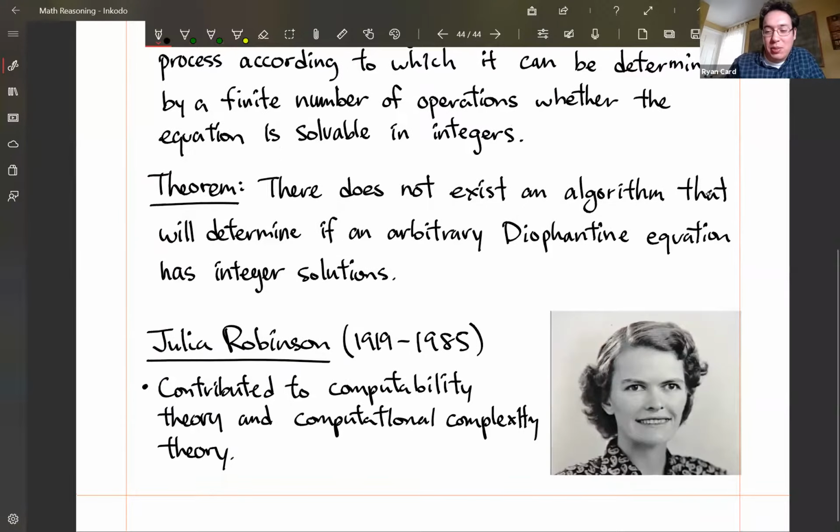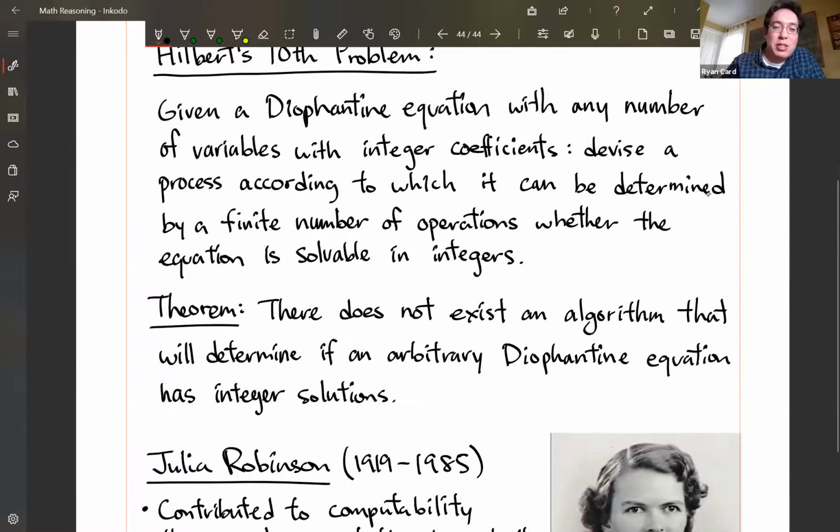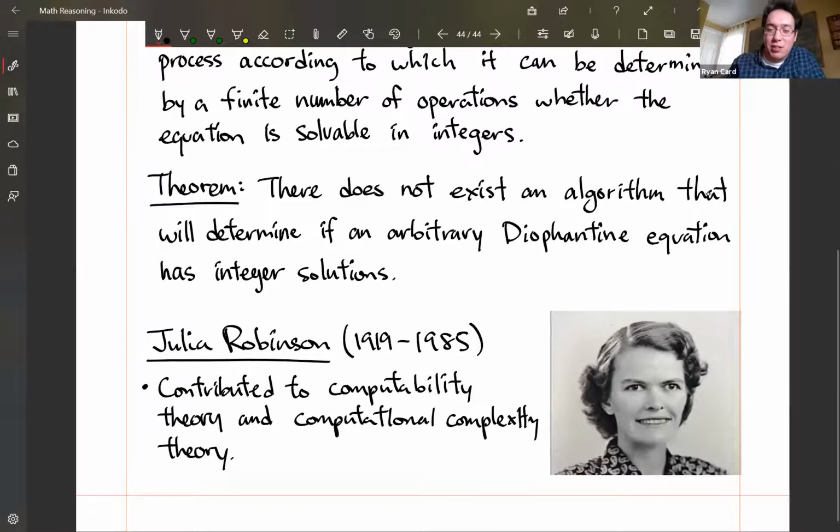Anyways, I wanted to highlight one of the mathematicians. So she's not the one that did the last step of Hilbert's 10th problem, but a good chunk of the 10th problem. She's a female mathematician, Julia Robinson, born in 1919 and passed away in 1985. And she contributed a lot to computability theory and computational complexity theory, and a lot on the 10th problem.